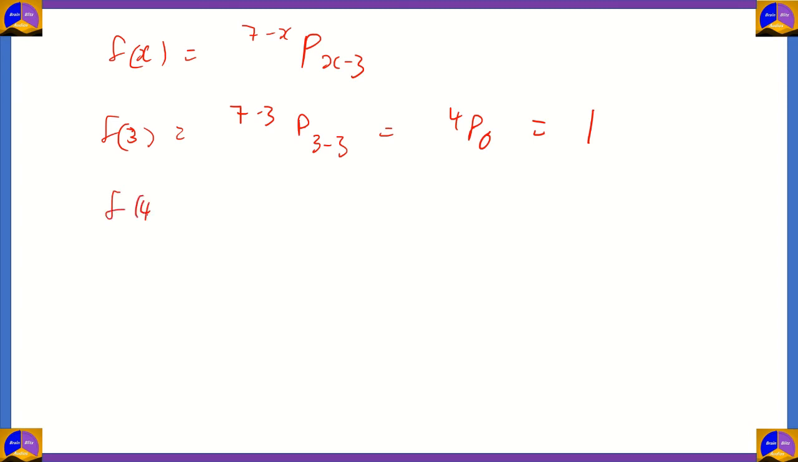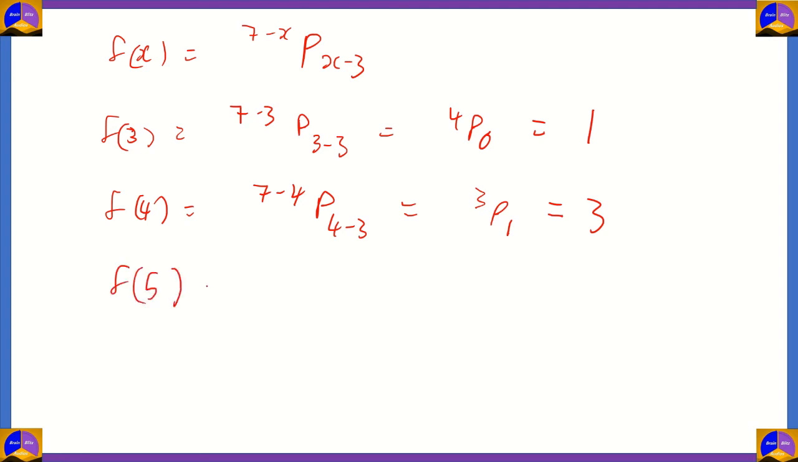And now you have f of 4, so the value of x is 4. So 7 minus 4, P 4 minus 3, that will be equal to 3P1. So if you have 3 pens and they're permuted once, that means you have one permutation among them, so the value will be 3. Again, more details of this in the chapter permutations and combinations.